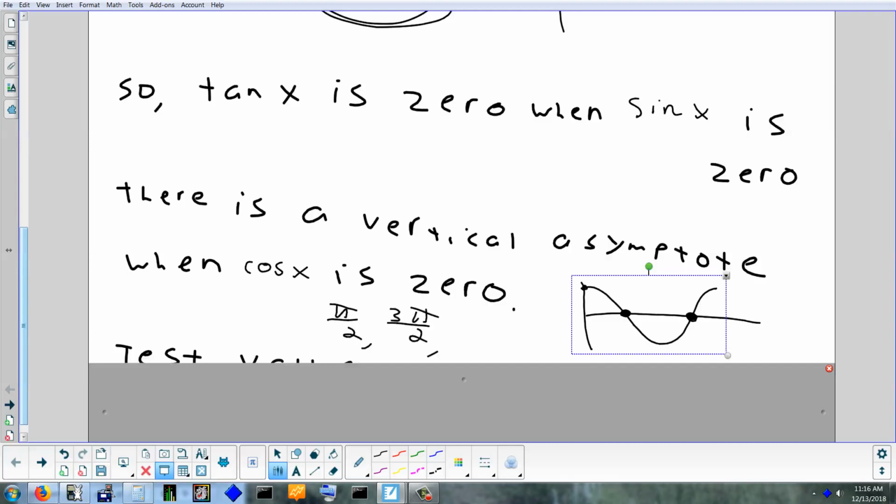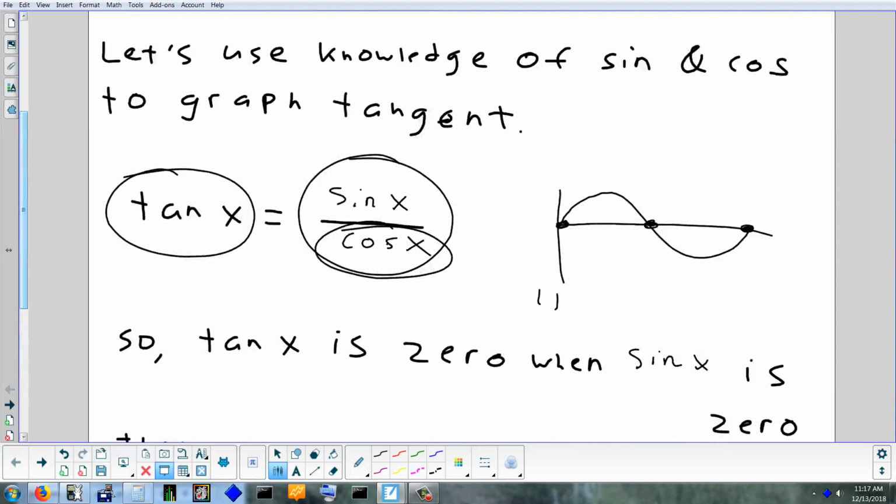So with tangent, you're going to get vertical asymptotes at pi over 2, 3 pi over 2, and if you wanted to keep going, 5 pi over 2, 7 pi over 2, 9 pi over 2. It's basically pi over 2 times any odd integer. 13 pi over 2, 17 pi over 2, 19 pi over 2. Every multiple of pi over 2 times an odd number. Where the zeros are every multiple of pi, and that's it. 1 pi, 2 pi, 3 pi, 4 pi.